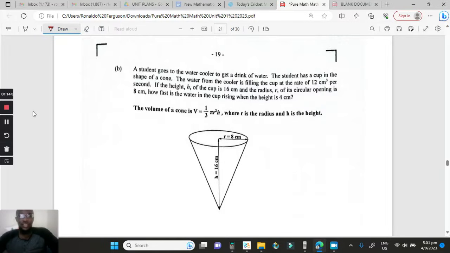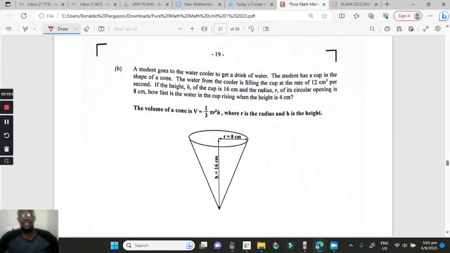So in this case it says the water from the cooler is filling the cup at a rate of 12 cm cubed per second. So for every 1 second, 12 cubic centimeters of water goes in the cup, right? And it says if the height of the cup is 16 centimeters and the radius r of its circular opening, how fast is the water in the cup rising when the height is 4 centimeters?